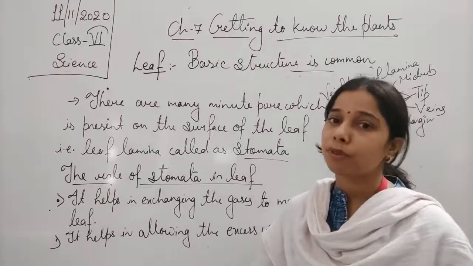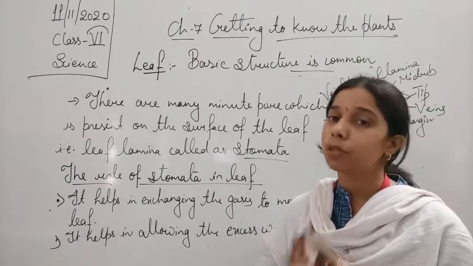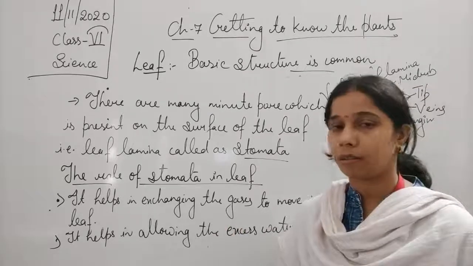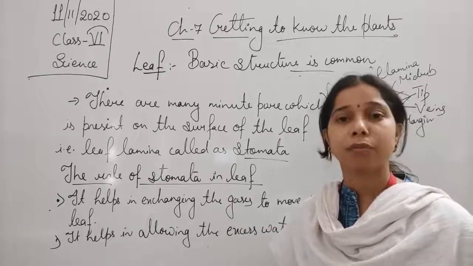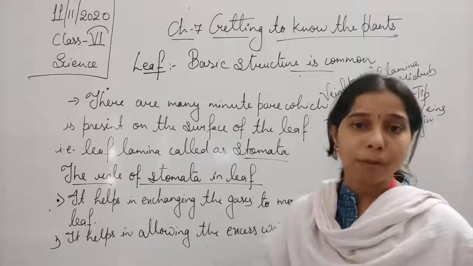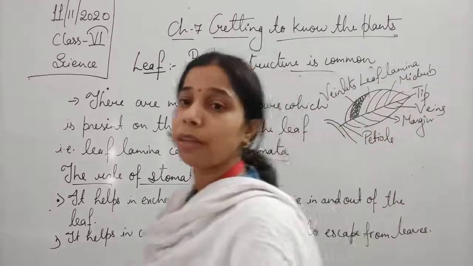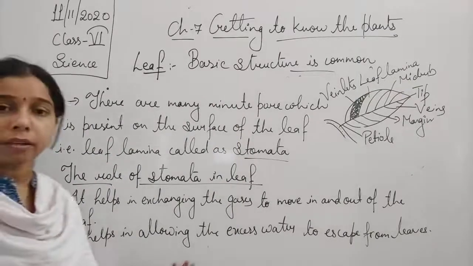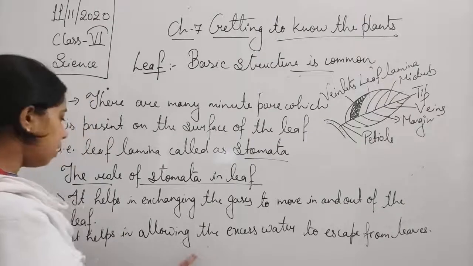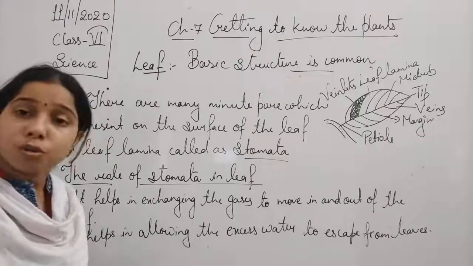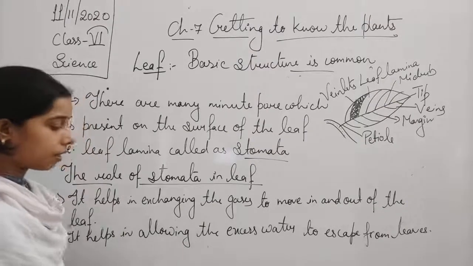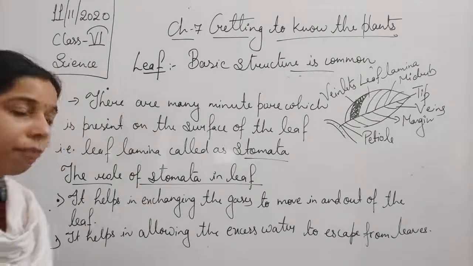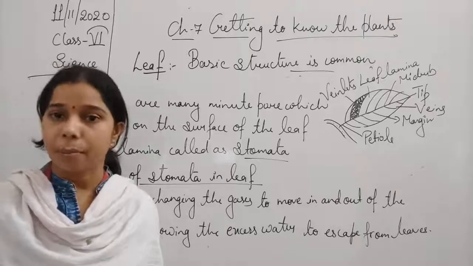So the excess water, it means the water which has been used by the plant, that water is now useless, they are not going to use it. That kind of water will evaporate from the stomata only, in the form of water vapor. So basically, whenever the question is asked about the function of the stomata, you will write: it helps in exchanging the gases to move in and out, as well as it allows the excess water to escape from the leaves in the form of water vapor.